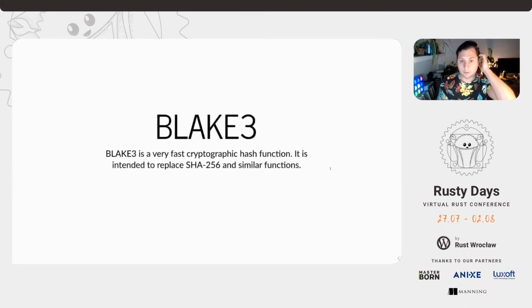So this is where it came from. Another example that I think is quite interesting is Blake3. Blake3 is a new cryptographic hash function that's supposed to be really fast and also very good.